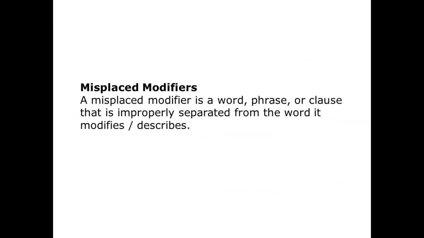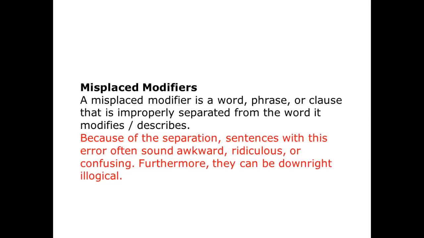Now come to today's lesson, misplaced modifiers. A misplaced modifier is a word, phrase, or clause that is improperly separated from the word it modifies or describes. It's far away, not right after or before. Because of the separation, sentences with this error often sound awkward, ridiculous, or confusing. Furthermore, they can be downright illogical.